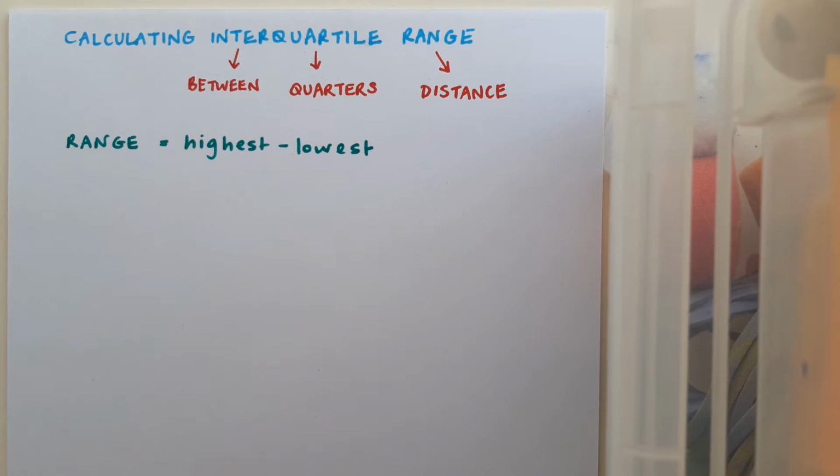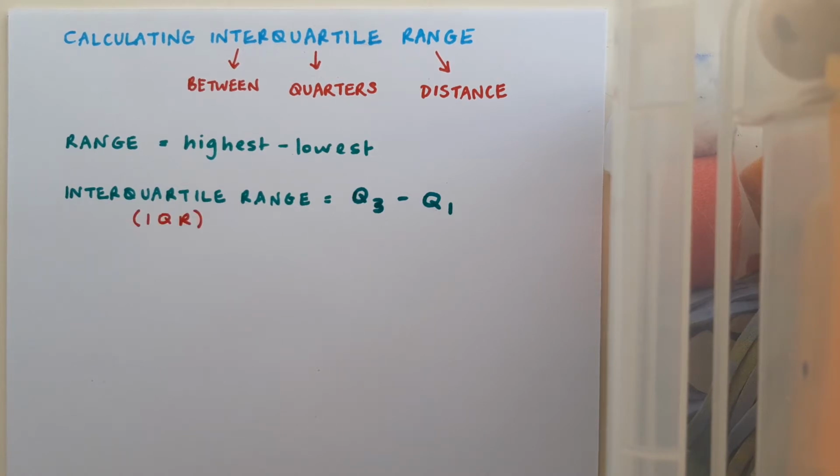And we've calculated it as highest value minus lowest value, so it's just the distance between the highest and lowest values in your data. Interquartile range is just the distance between the highest and lowest quarters of your data. And we call these Q3 for the highest quarter and Q1 for the lowest quarter. And this is our calculation for interquartile range. And at this point, I'd like to just introduce an abbreviation for interquartile range. We can call it IQR, and I'll be using that abbreviation from now on.